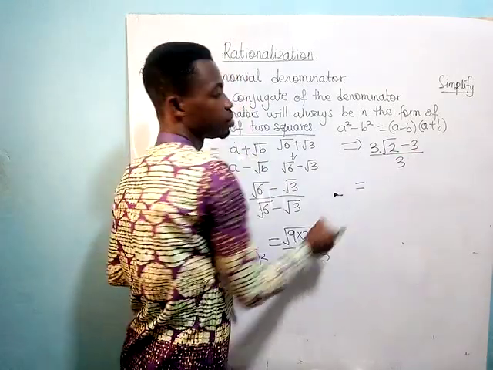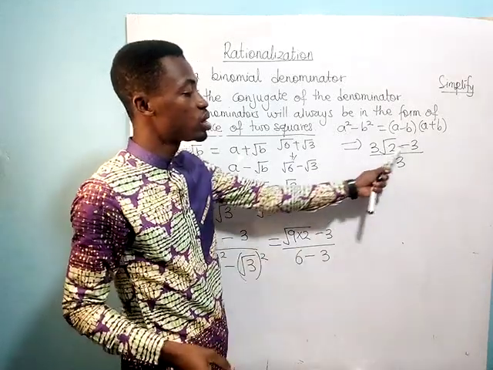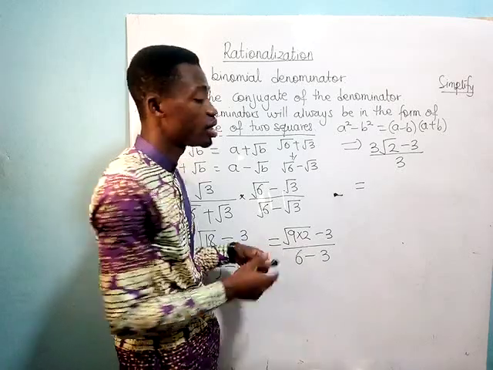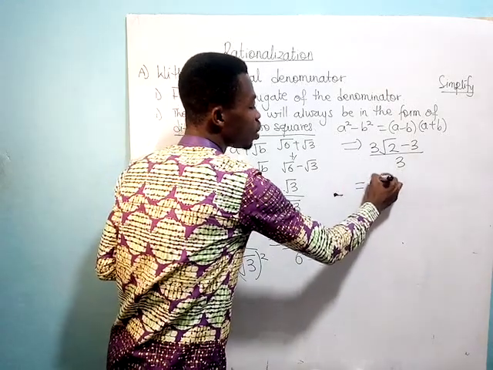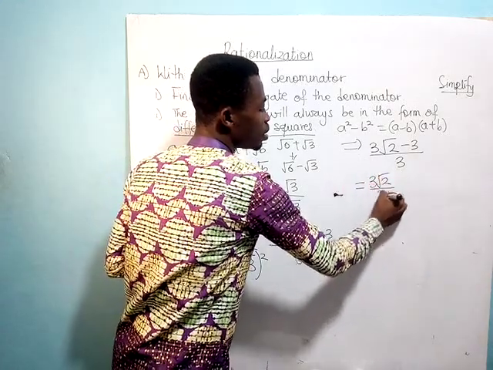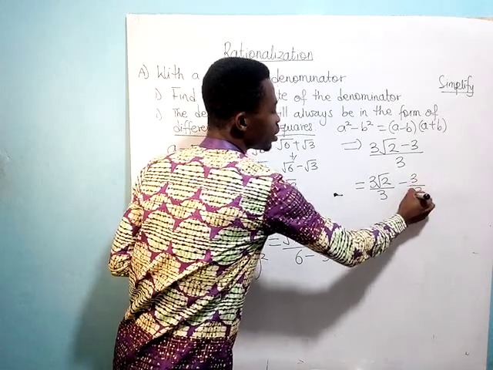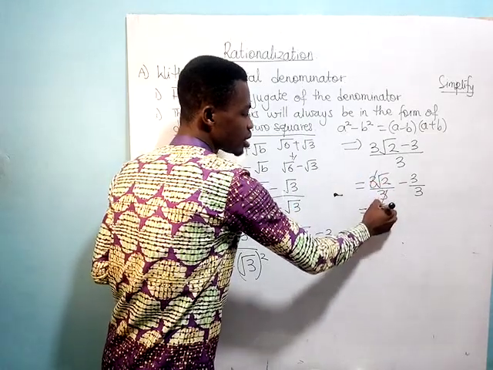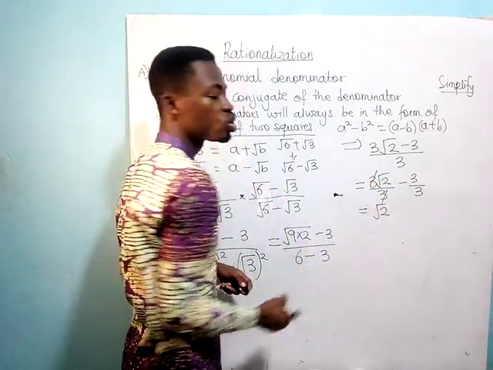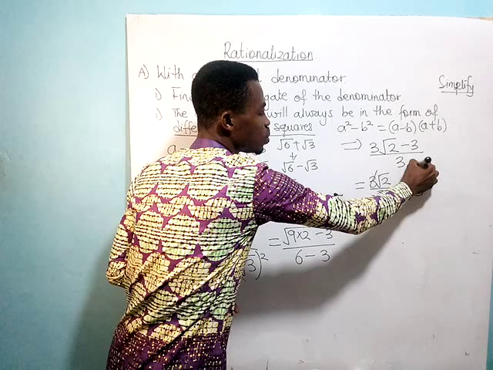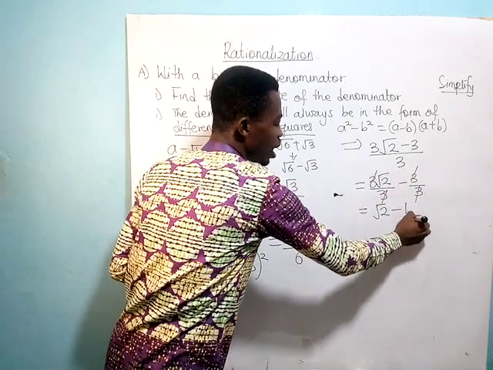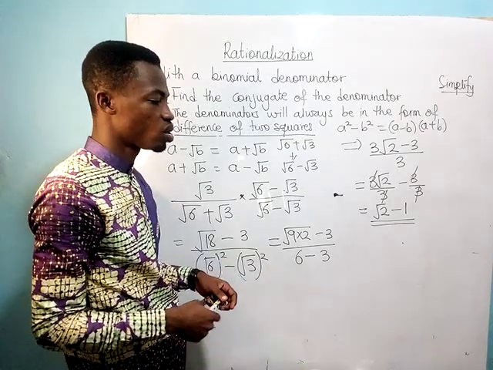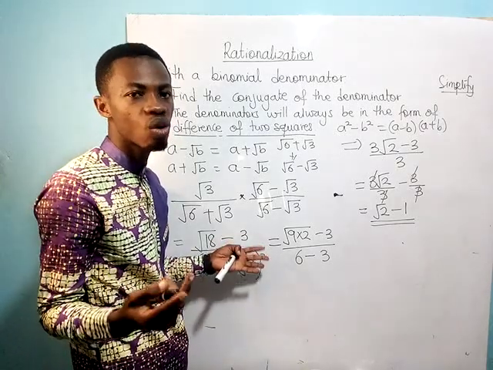Remember, these two terms share the same denominator, or they have a common denominator. So we can write this as 3 root of 2 on 3 minus 3 on 3. So here 3 will cancel this 3. We have root of 2. Then here too 3 will cancel this 3. We have 1. And the final answer is square root of 2 minus 1.